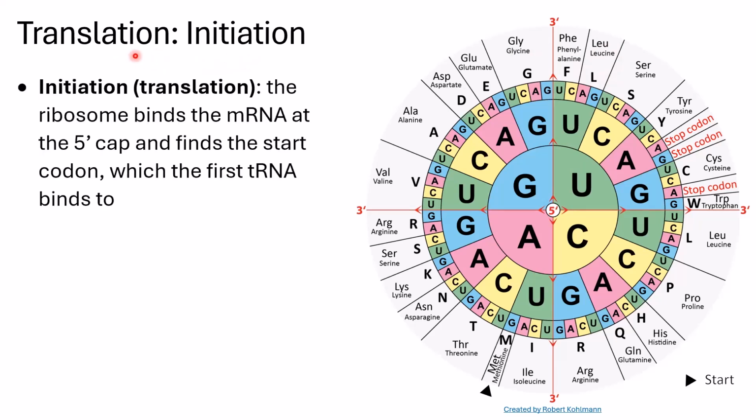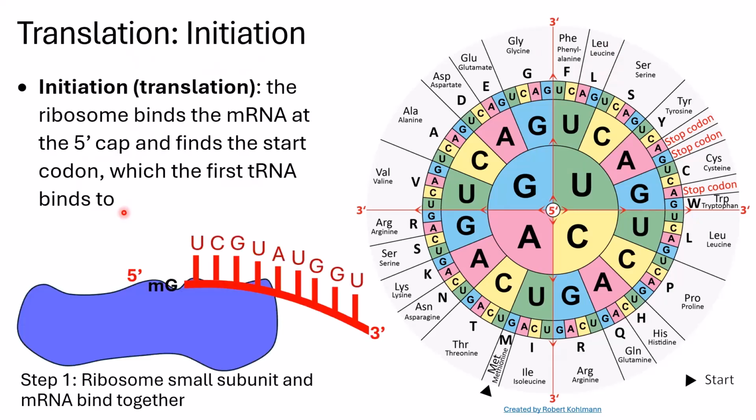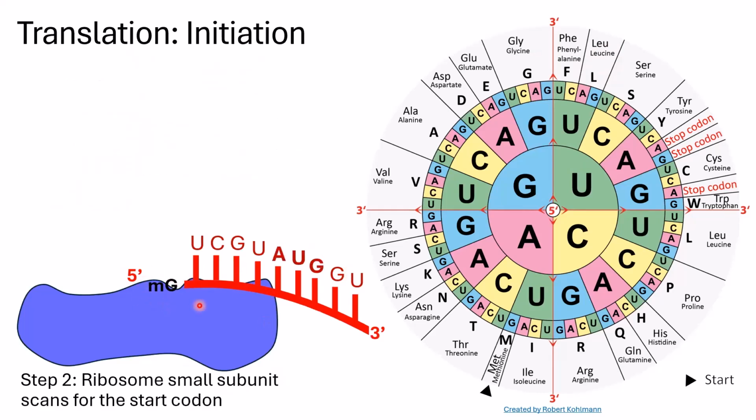The initiation step of translation begins with the ribosome binding to the 5' cap of the mRNA and looking for the start codon, which the first tRNA will bind to. Initiation itself can be broken down into 3 steps. In step 1, the small subunit of the ribosome binds to the 5' cap of the mRNA. In step 2, the small ribosomal subunit starts scanning the mRNA in the 5' to 3' direction for the start codon. Remember that the start codon is AUG, which is also bolded in the mRNA here.